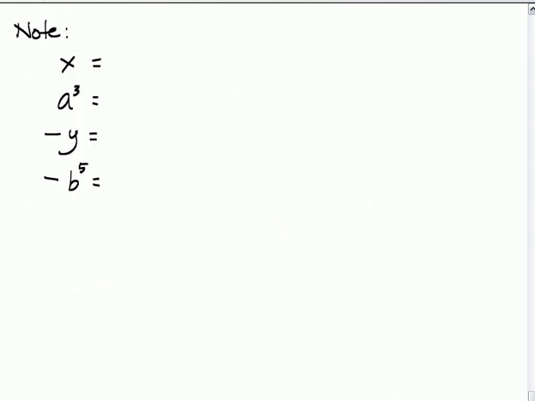We see in this first example a little lonely x. So what does that mean? It means 1 times x. So it's a term, and it has a coefficient of 1. We don't write the 1 because, as I mention often, mathematicians are lazy, and it's just too much work to write that 1 times x. A cubed, what's its coefficient? Yeah, it's also 1. There's an implied 1 there, so it also has a coefficient of 1.